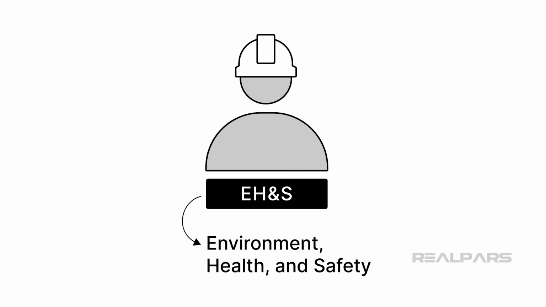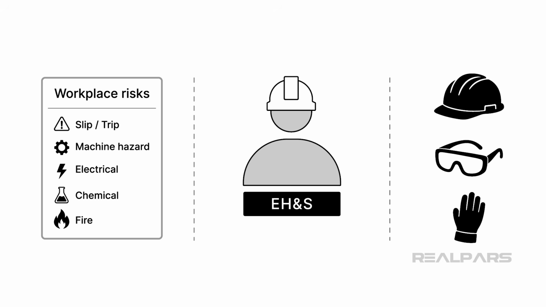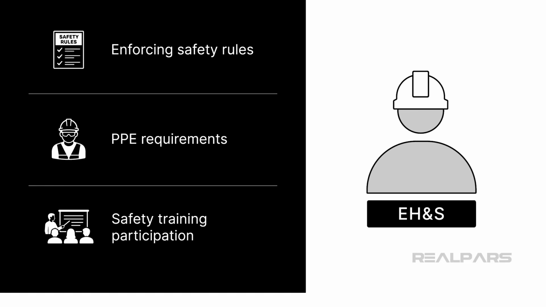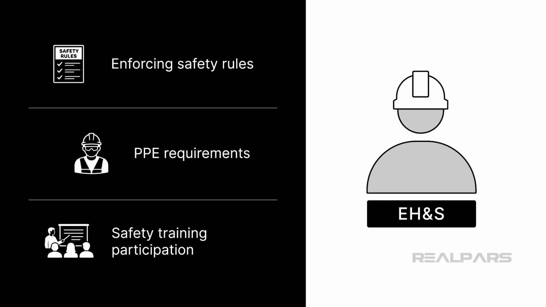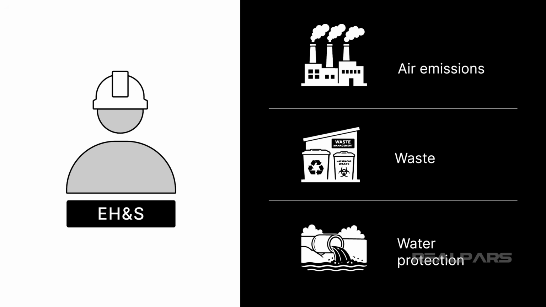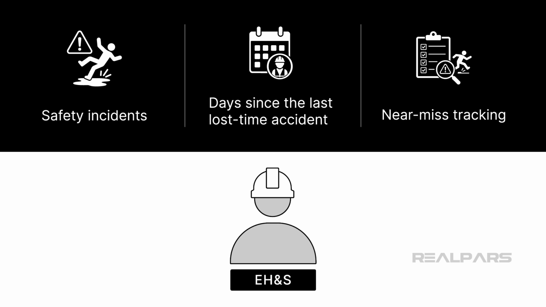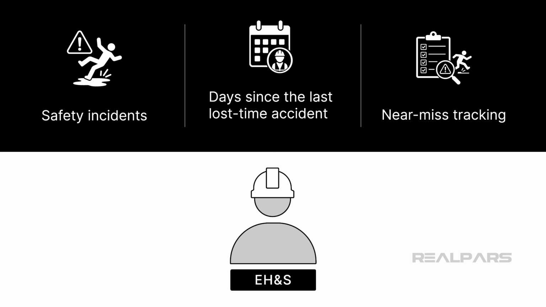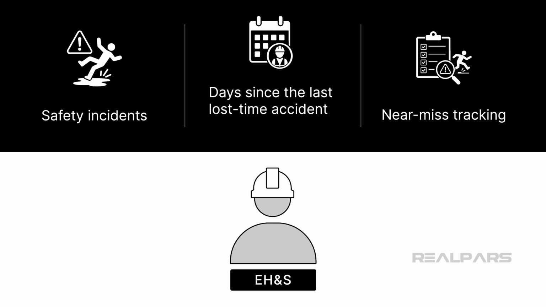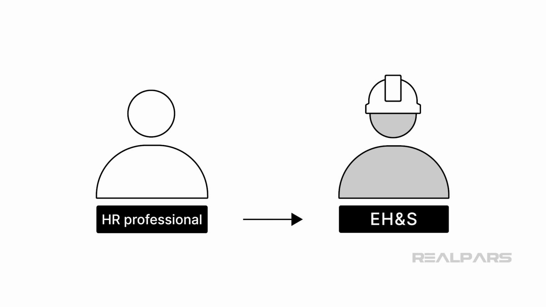Environment, Health and Safety, or EH&S, evaluates workplace risks and defines the procedures and equipment needed to mitigate them. This includes enforcing safety rules, PPE regulations, and safety training participation. EH&S also looks beyond immediate physical risks to cover longer-term environmental hazards. EH&S is measured on safety incidents, days since the last lost time accident, and near-miss tracking. Interestingly, EH&S professionals often come from an HR background rather than a technical one.